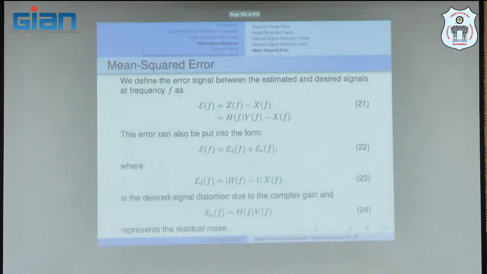Let's continue. Mean squared error, which is a very important performance measure. By the way, we like mean squared error many times. Why? Because usually it correlates with the performance of many applications. Because if the mean squared error is low, it means that the performance is better. But generally, it's not always true, but this is one thing.